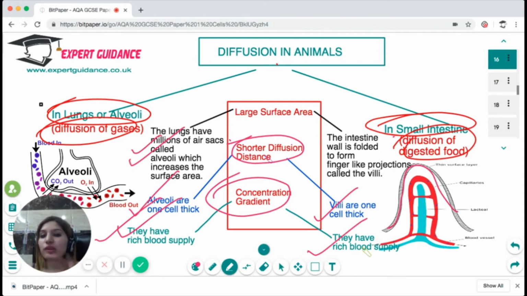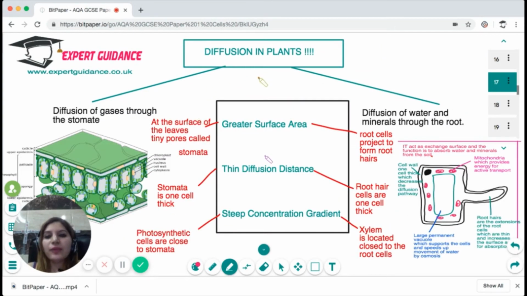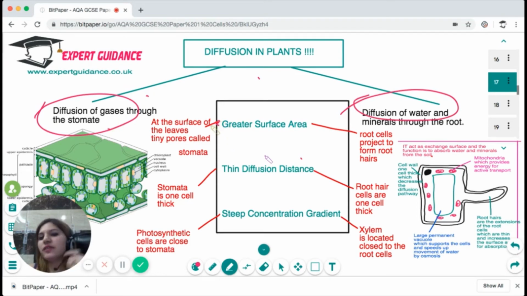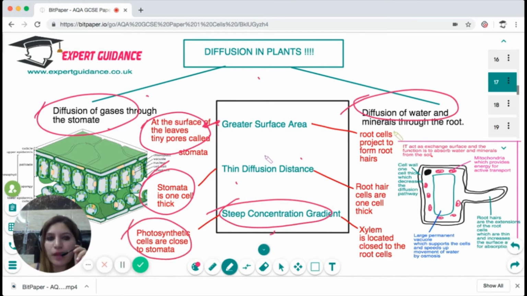So if this question comes in the exam, what are the adaptations? You need to talk about all these three factors: how the largest surface area is maintained, how the diffusion distance is maintained, and how the concentration gradient is maintained. Now, other examples of diffusion in plants are the diffusion of gases through the stomata and the diffusion of water and minerals through the root. The stomata have a greater surface area because they have tiny pores. For a thin diffusion distance, they are one cell thick, and for a steep concentration gradient, photosynthetic cells are close to the stomata.